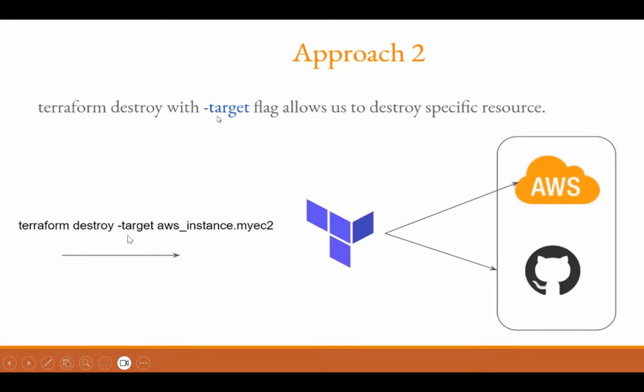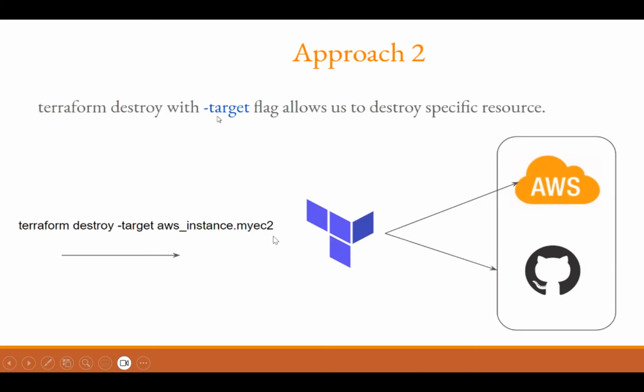You provided a hyphen target, right? You need to target only AWS. You don't want to target this one. So that's the reason: Terraform destroy hyphen target AWS underscore instance dot my EC2. So, my EC2, for example. Terraform destroy hyphen target AWS underscore instance dot my EC2. Something like that.